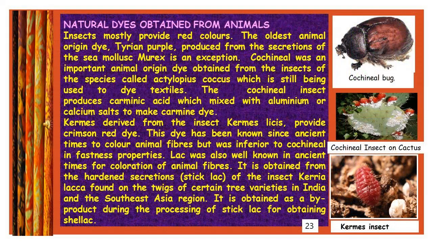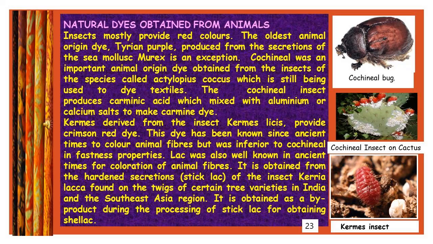Natural dyes obtained from animals. Insects mostly provide red colors. The oldest animal origin dye, Tyrian purple, produced from the secretions of the sea mollusk Murex, is an exception.